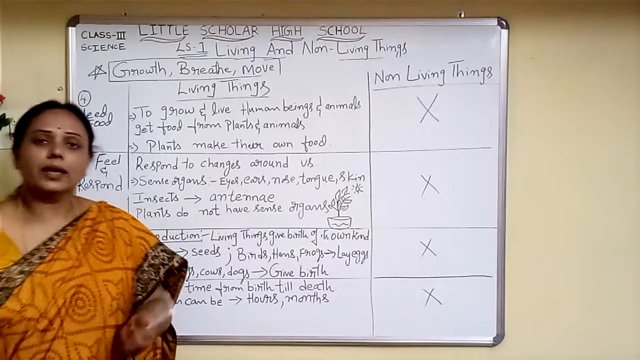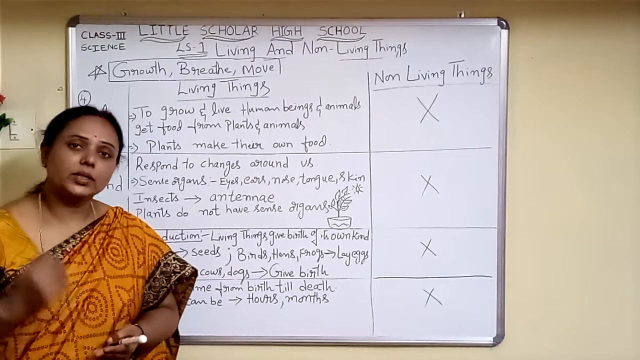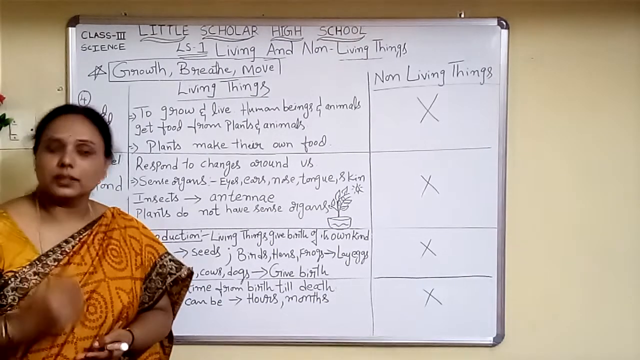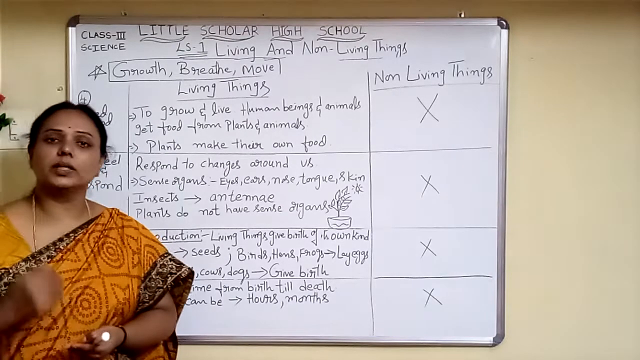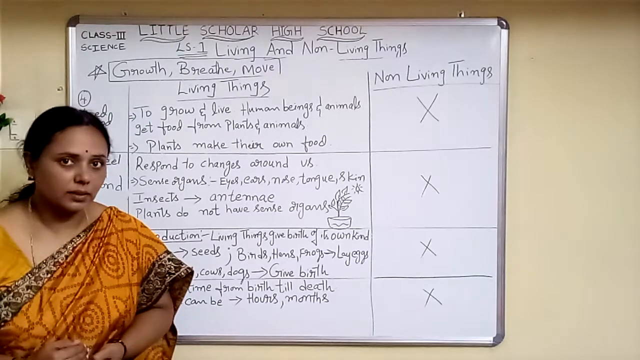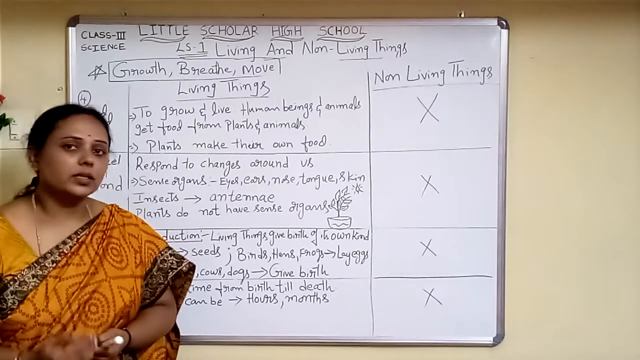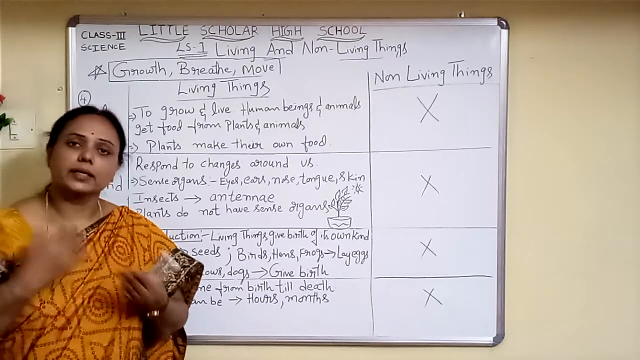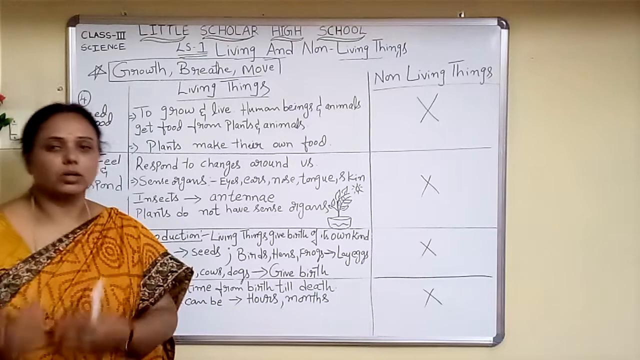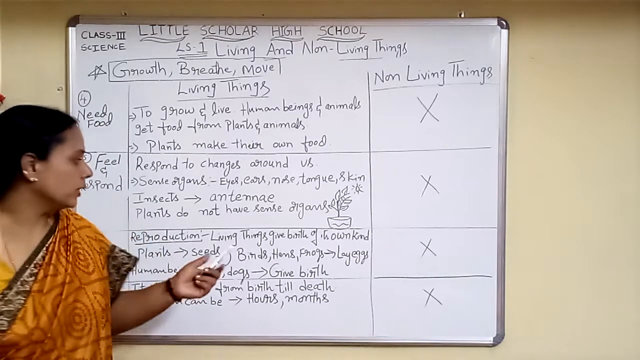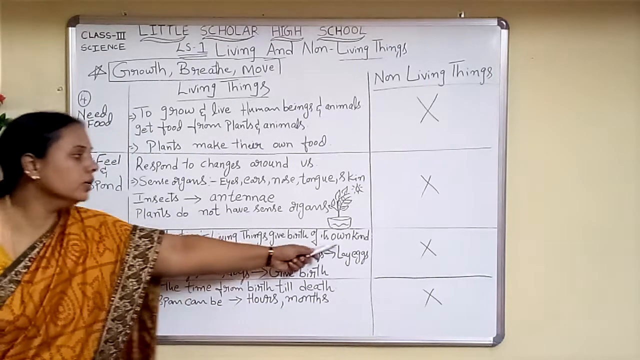Now, a cat is there. A cat will give birth to a kitten only. A dog will give birth to a puppy itself. A human being gives birth to a baby. Yes or no? That means of its own kind. Cat to cat, dog to dog, human being to human being. So that is the meaning of its own kind.